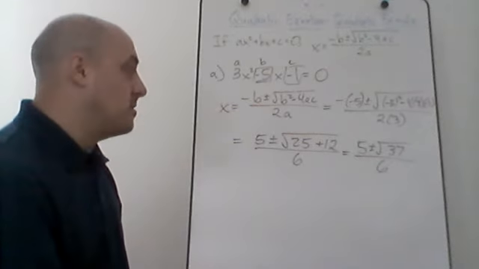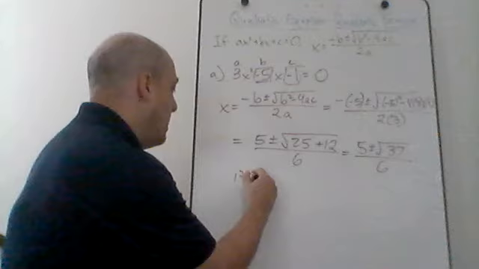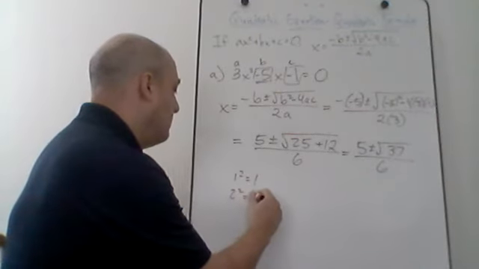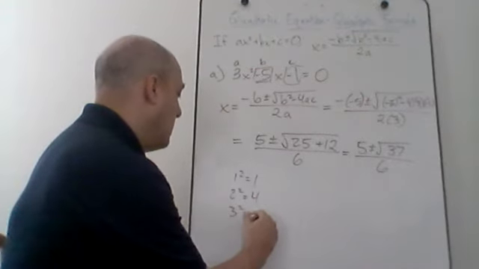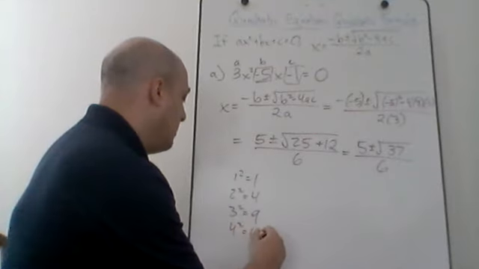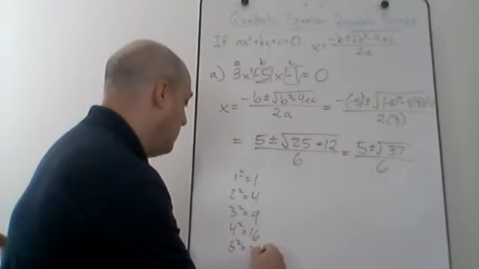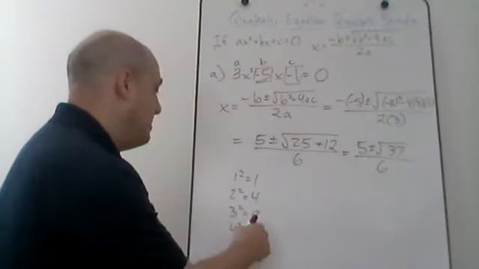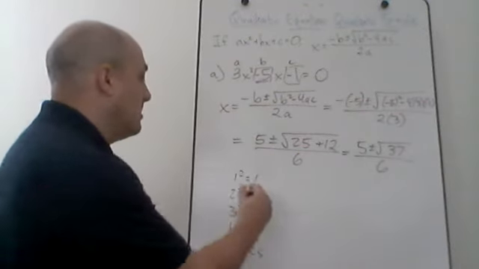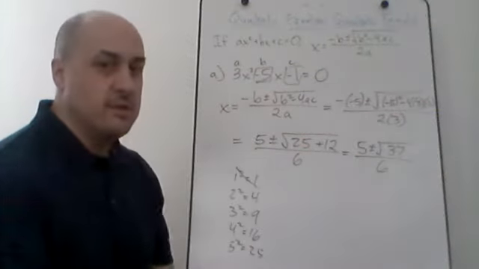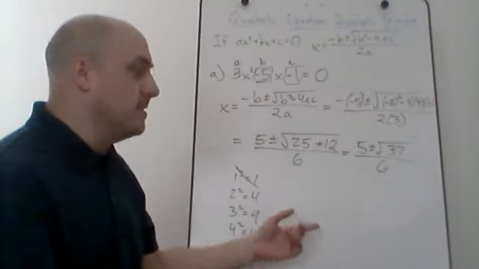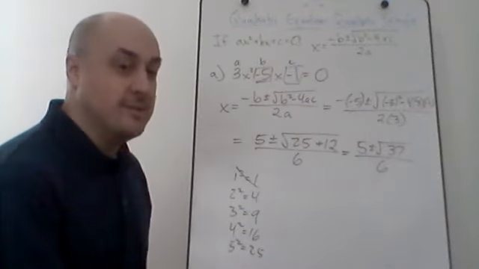And there are no perfect squares that divide evenly into 37, other than 1, but 1 doesn't really help us. If I list out some of the perfect squares here, 1 squared is 1, 2 squared is 4, 3 squared is 9, 16, 25. None of these numbers other than 1 divide evenly into 37. And I don't divide it by 1 because that's just 1 times 37. I still have the 37 there.